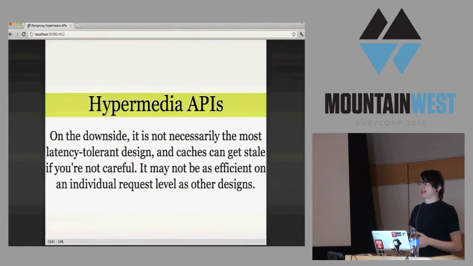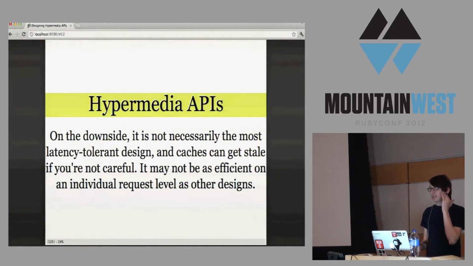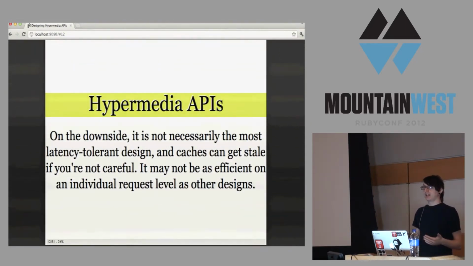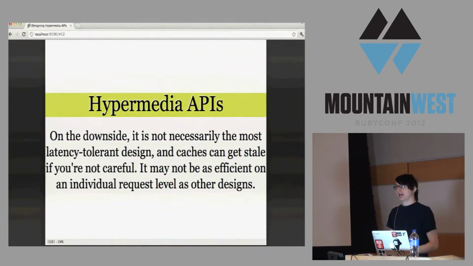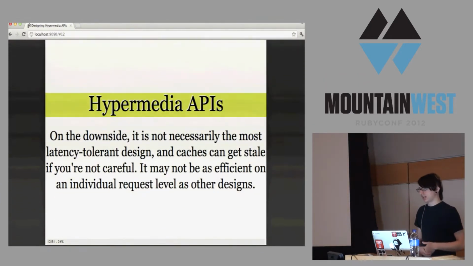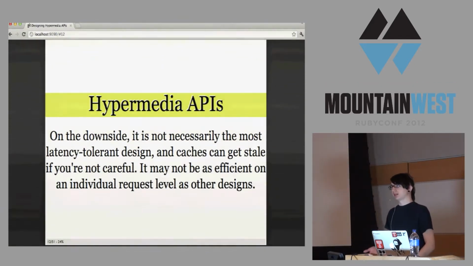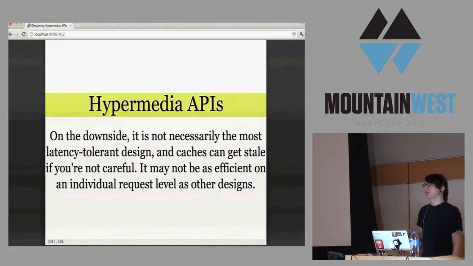However, on the downside, it's not necessarily the most latency tolerant, and cache invalidation is a very hard problem, and caches are used extensively in this kind of architecture, so that's difficult. Also, on an individual request level, it may not be as efficient. If you come up with a custom binary protocol, it will probably be more efficient on a messaging level.